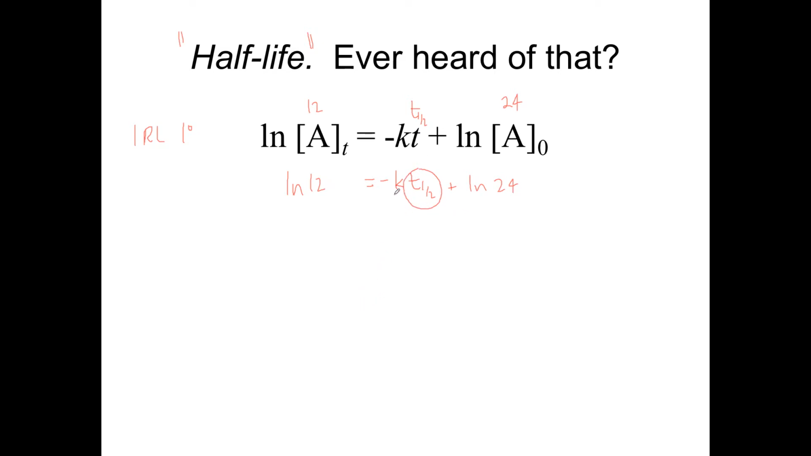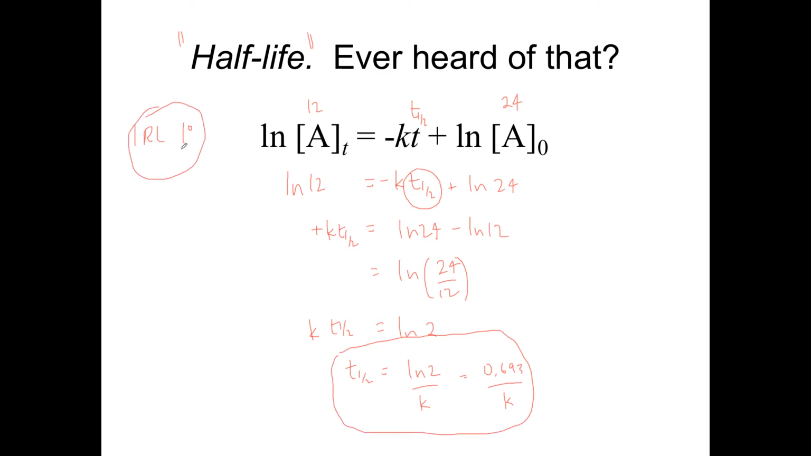So let's isolate half-life. Let's add kt to both sides and subtract ln 12 from both sides. So this will be plus kt is equal to ln 24 minus ln 12. You remember the aspect of logarithms: if it's the difference of two logs, same base, we can say it's 24 over 12, right, which is the natural log of 2, is equal to k t 1/2, right? So t 1/2 is going to equal the natural log of 2 over k, where the natural log of 2 is 0.693, to 3 sig figs. So that's the formula for the half-life of a first-order reaction, all right?